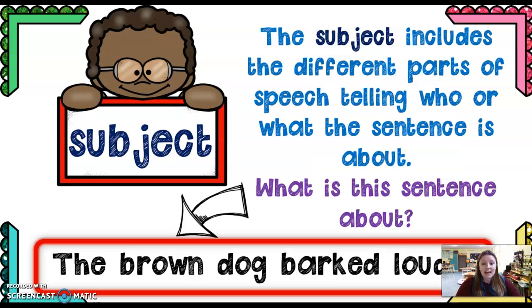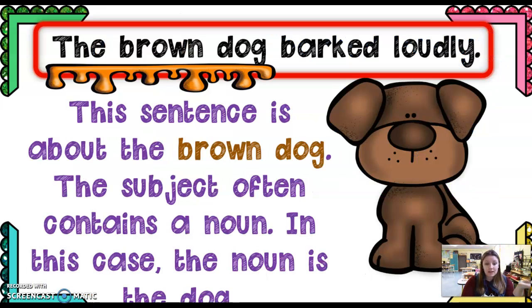Good. The subject includes the different parts of speech telling who or what the sentence is about. If I take the sentence, the brown dog barked loudly, and I said, who is that sentence about? What is that sentence about? You would say, well, Miss Perrier, it's about the brown dog, right? That's the subject of the sentence. It tells me who or what the sentence is about. The sentence is about the brown dog.